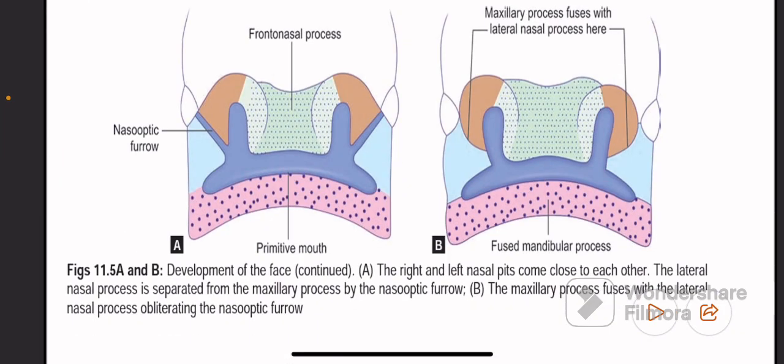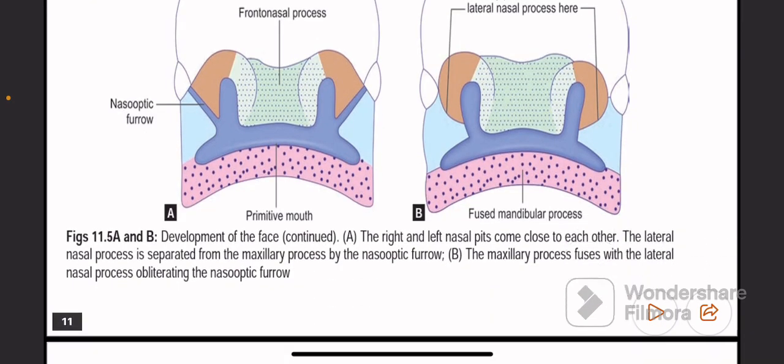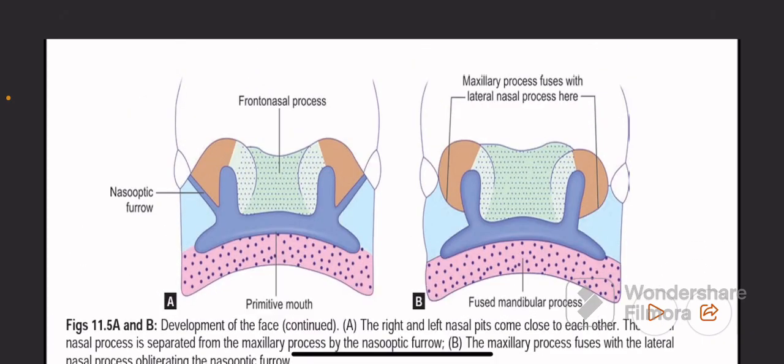Here we have completed how the face forms. In the diagram, the green color shows the frontonasal process, and in blue color there are the maxillary and mandibular processes.